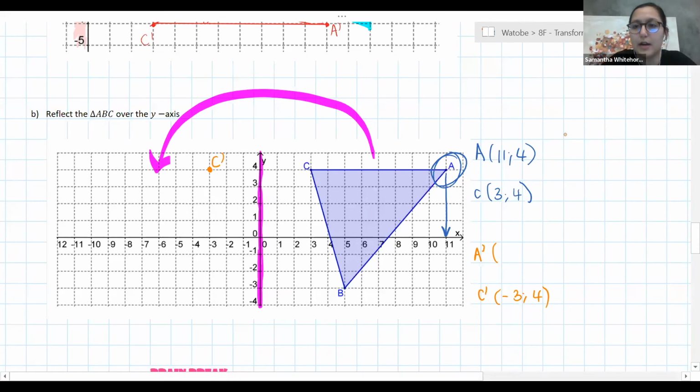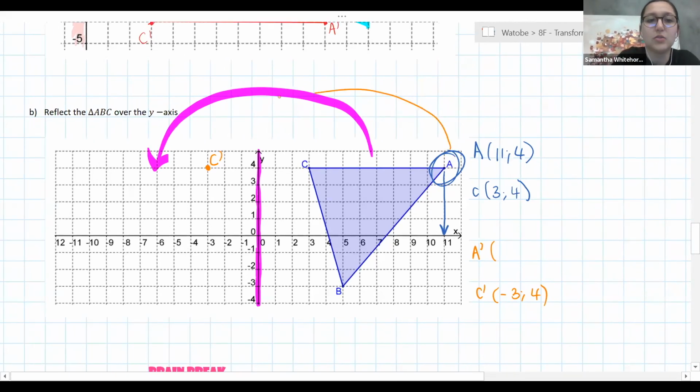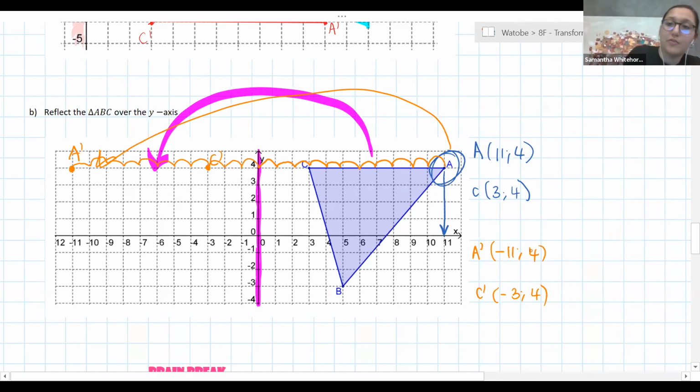Okay, so let's just have a look again. What we want to be doing is take this A and reflect it, or create its mirror image, over the purple line. So I can see that A is 11 units away from the purple line. My hops are getting a bit weird. So it has to be 11 units away on the other side as well. If I now move it those 11 units, I can see that A dash is going to be here at -11, 4, because I flipped it over the purple line.